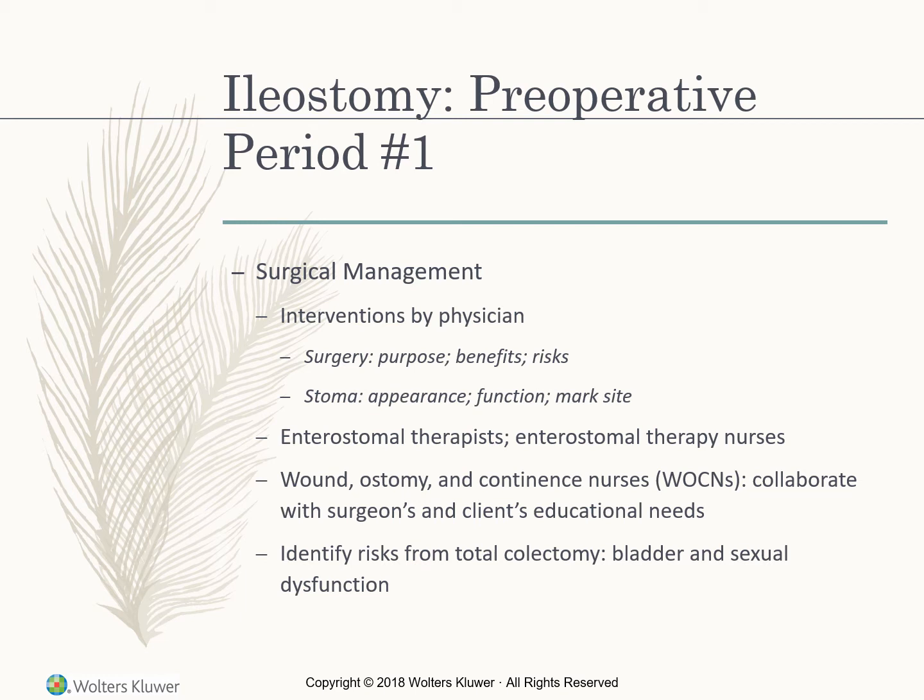needs. They also will explain risks from the total colectomy, which include bladder and sexual dysfunction, because there's a risk to the parasympathetic nerve. And so there's a possibility of infertility and impotence. So the males need to be prepared to possibly collect and store sperm, and fertility will be slightly diminished as far as occurrences in women.